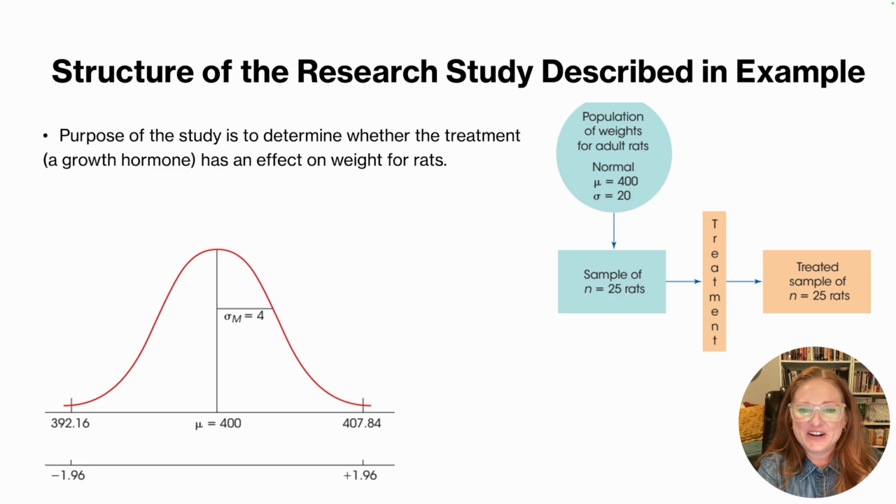Okay, one last example here. The purpose of this study was to show whether the treatment, growth hormone, had an effect on the weight of rats. And so we have a normal distribution here. We have 25 rats, and the mean was 400, sorry, with a standard deviation of 20. We did the treatment. And then you take a look at it and say, okay, this would be like a real-life study on growth hormones.